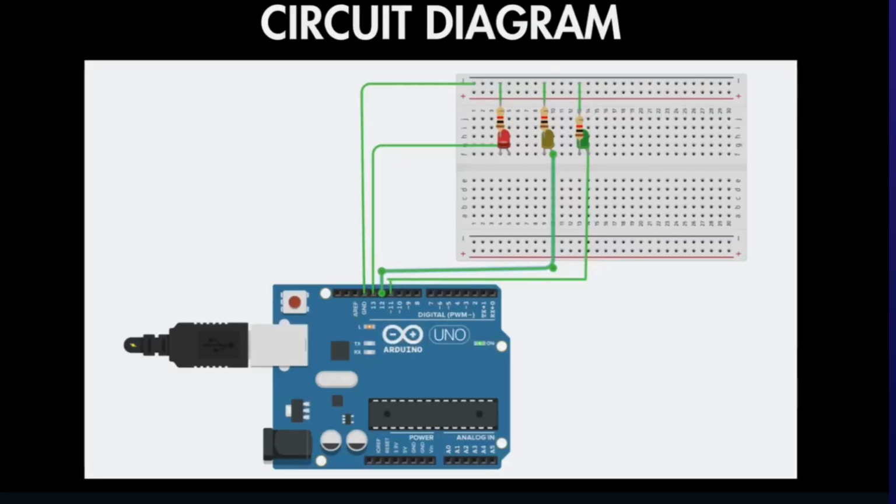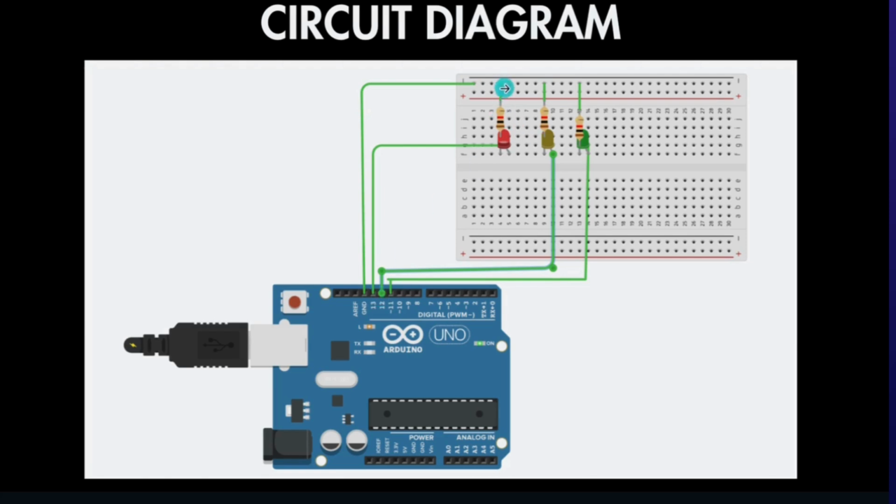The circuit diagram is very similar to the blinking as well as the fading LEDs, just that 3 of them have been added. Now the positive goes to, you'll have to very carefully see which color is going to which pin and accordingly code for it. Over here my green light is going to 11, my yellow or orange one is going to 12, and the red one is going to 13.